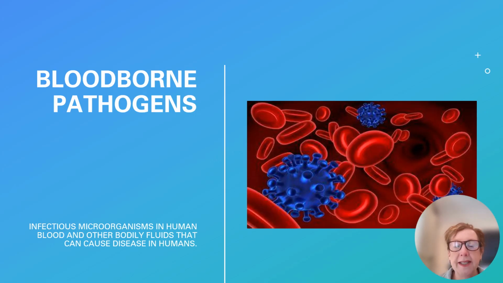Bloodborne pathogens are infectious microorganisms found in human blood and other bodily fluids, and they can cause disease in humans. To reduce or eliminate exposure to bloodborne pathogens, employers must have exposure control plans. The employer must also follow universal precautions, which means blood and bodily fluids are treated as if they are infectious.